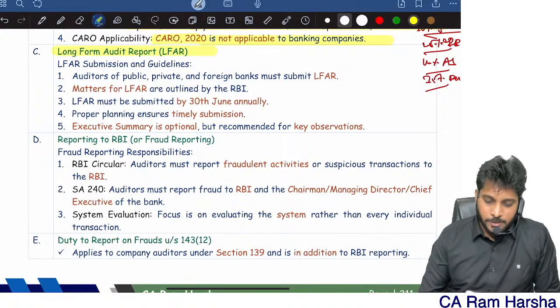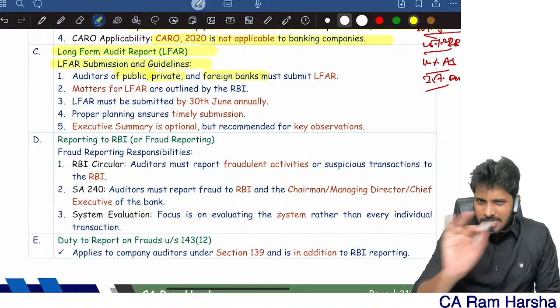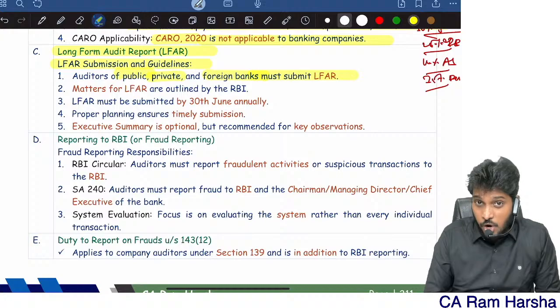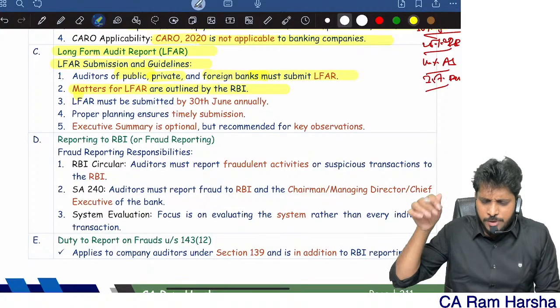Long form audit report, for all banks, public banks, private banks, foreign banks, doesn't matter, the auditor must submit something called a long form audit report. This is something like CARO only. Okay, matters for long form audit report. What are the matters in the long form audit report? What points will be there?